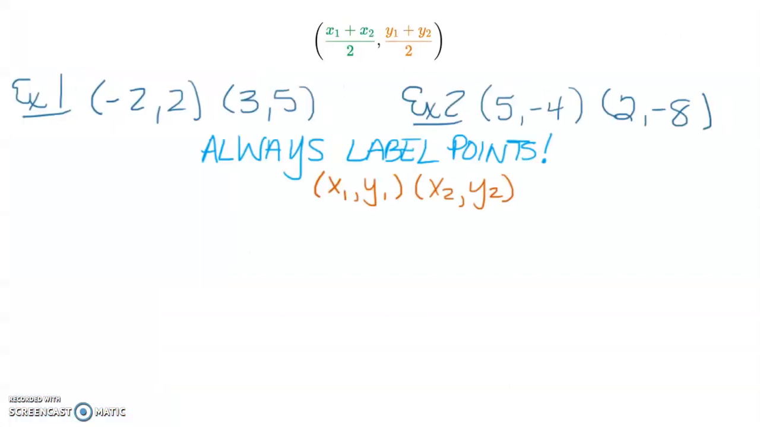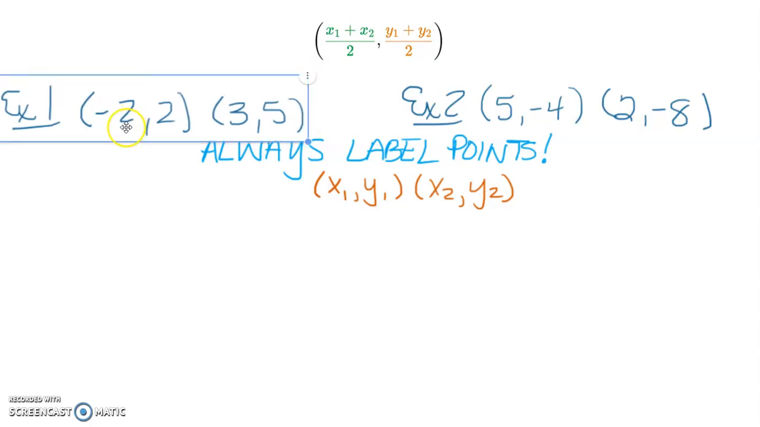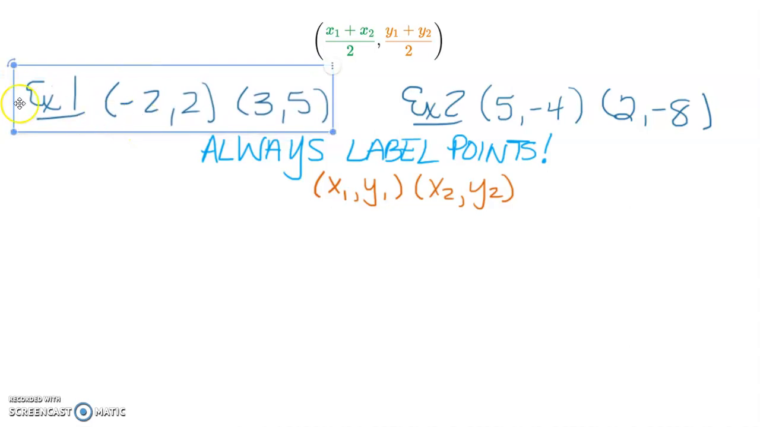Okay, so for our example, and again, we always want to label our points. We're going to label -2, x1. 2 is going to be y1. 3 is going to be x2. And 5 is going to be y2.